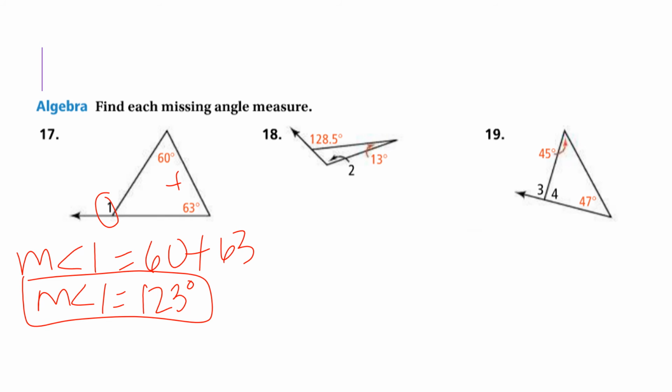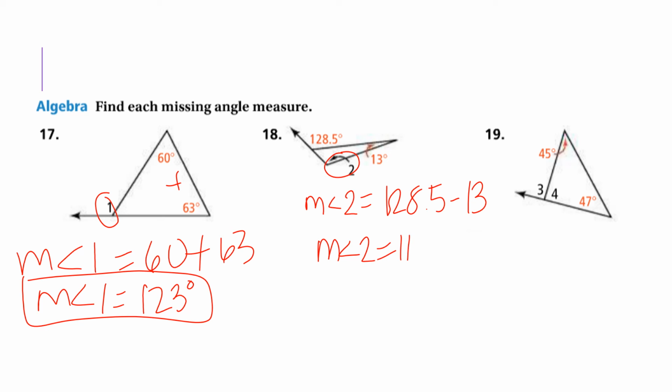Number 18 is a little bit different because they give us the exterior angle, but they do not give us the second remote interior. So we need to do a little bit of subtraction here to do 128.5 minus 13. And that gives us 115.5 degrees. So again, it's just going to be addition or subtraction. There's not going to be any multiplication, anything like that, unless we're doing x's, which possibly could happen next.